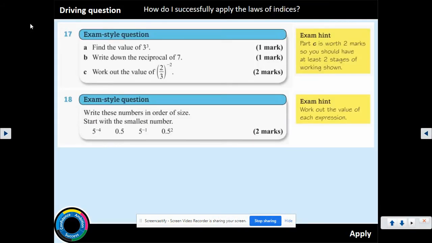Okay, so now pause the video again, please. Have a go at these 2 exam-style questions. Check your hints, because they're there to help you. And then we'll go through the solutions when you are done. Please press play.